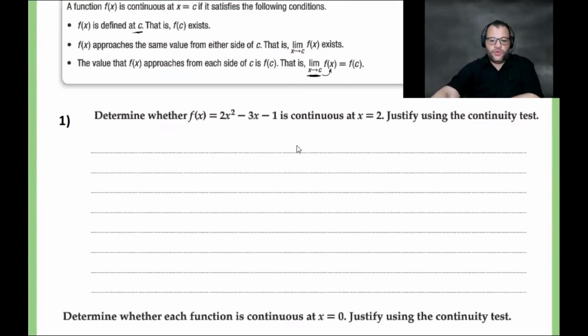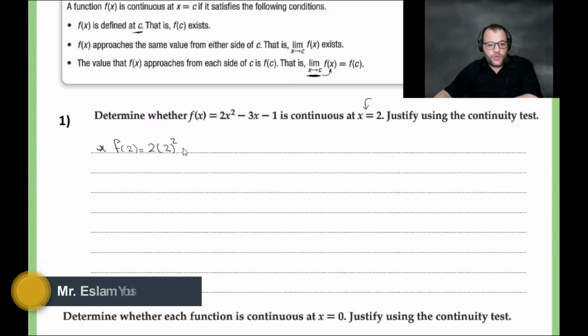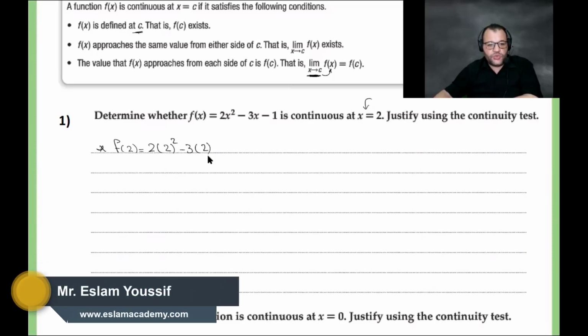So question number 1, we will understand the point now. For the function we have f of x equals 2x squared minus 3x minus 1. We need to study if the function is continuous when x equals 2 or not. Then we need to justify the answer algebraically. So what is the first step to solve? We need first to check for x equals 2. Replace x with 2: 2 times 2 to the power 2 minus 3 times 2 minus 1. What is the value that you would find?